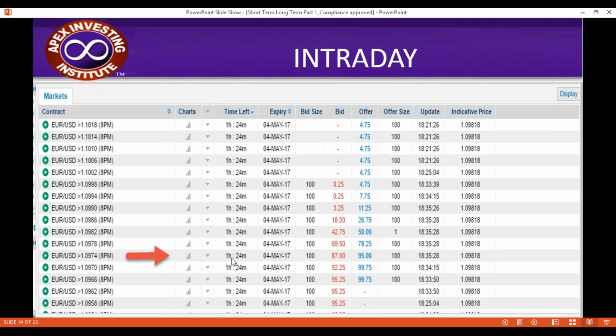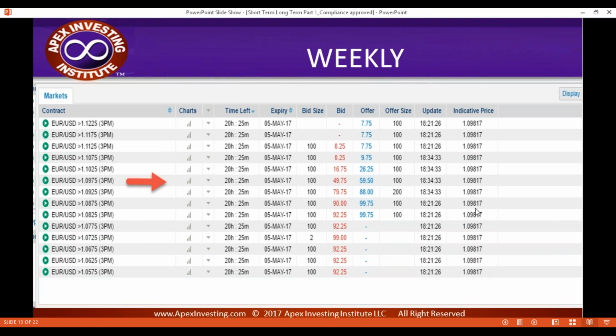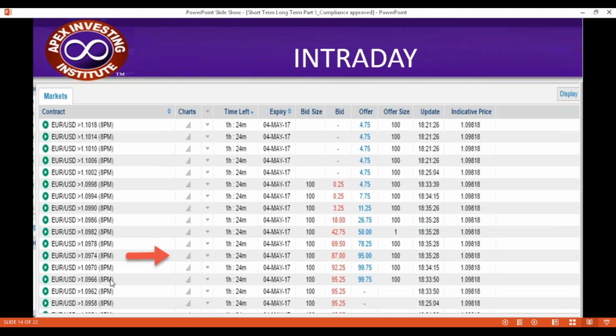But with an hour to go, what is it? Buy for 95, sell for 87. Whoa, that's a big difference, right? And where was the indicative at right here? 98.18 compared to 98.17. See, I told you I took these screenshots one after the other. You see the big difference there? Yes, that is the time value premium, because where's the market at? The market's at 98.18, right?